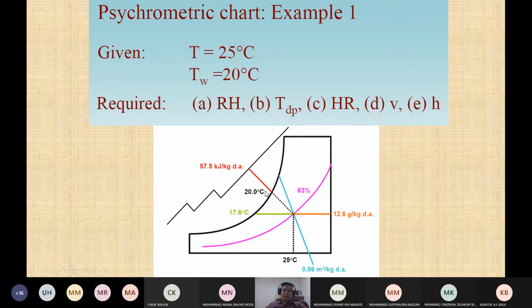Then this one is the relative humidity. Then the slope is the humidity. This one is the HR. This one here is the absolute humidity. And then this one is the temperature of the wet bulb. Okay, you can refer to the graph.